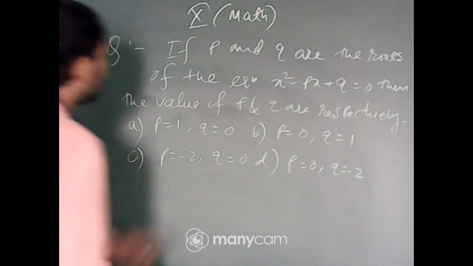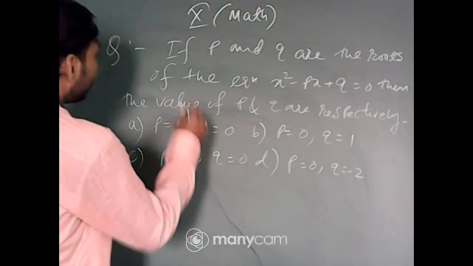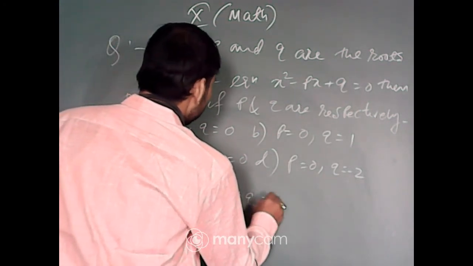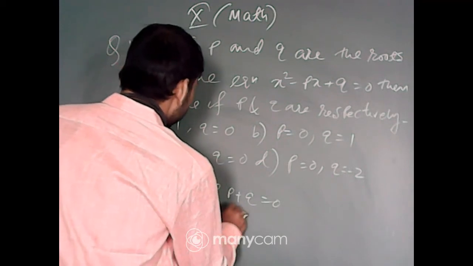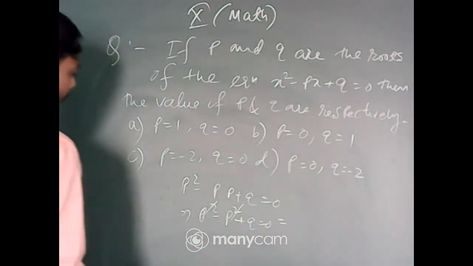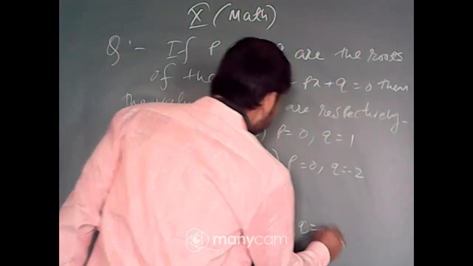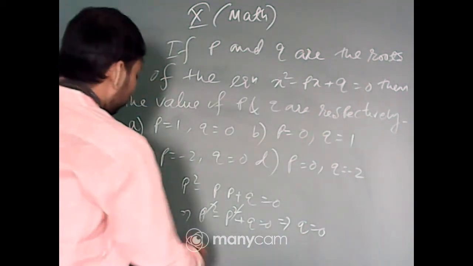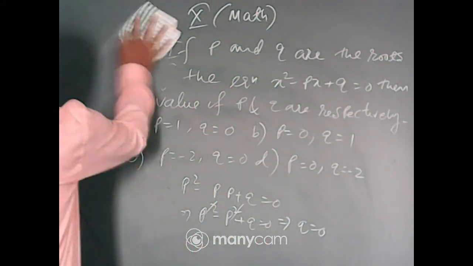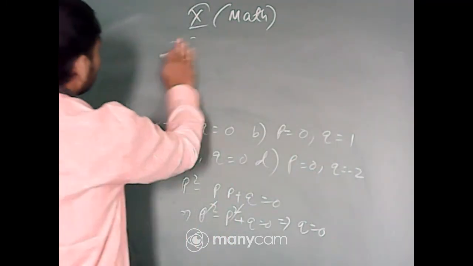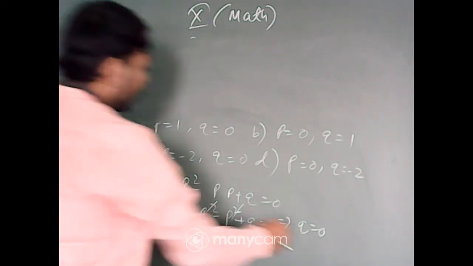Just put it. P and q are the roots of the equation, so just put p instead of x. So p square minus p into p plus q equals to 0. That means p square minus p square plus q equals to 0. P square minus p square will cancel out. Implies q equals to 0. So from here we get q equals to 0.